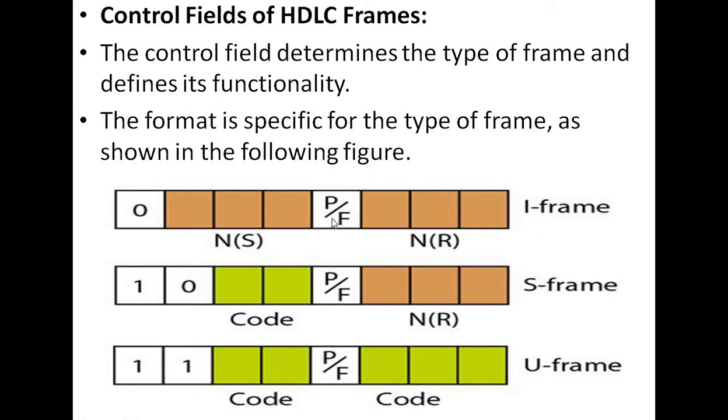Okay, and the last three bits are called N(R), which corresponds to the acknowledgement number when it is used. So it is used for the acknowledgement number. So N(S) is used for the sequence number, and N(R) is used for the acknowledgement number.